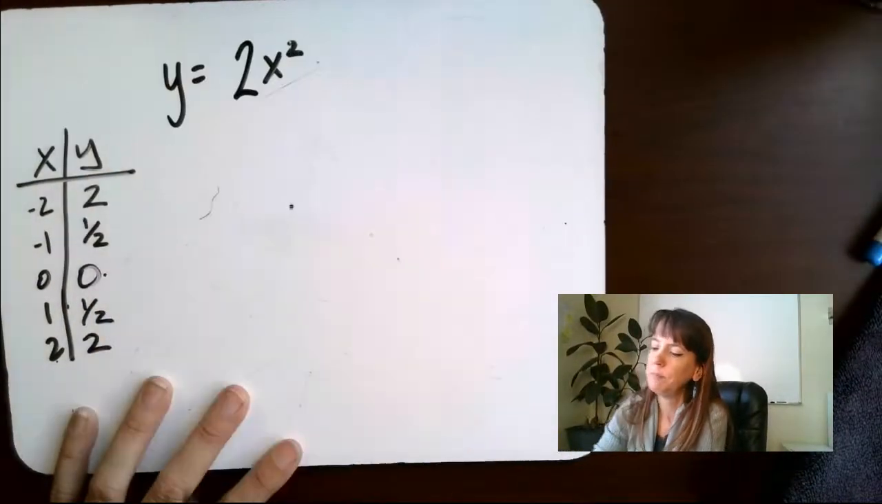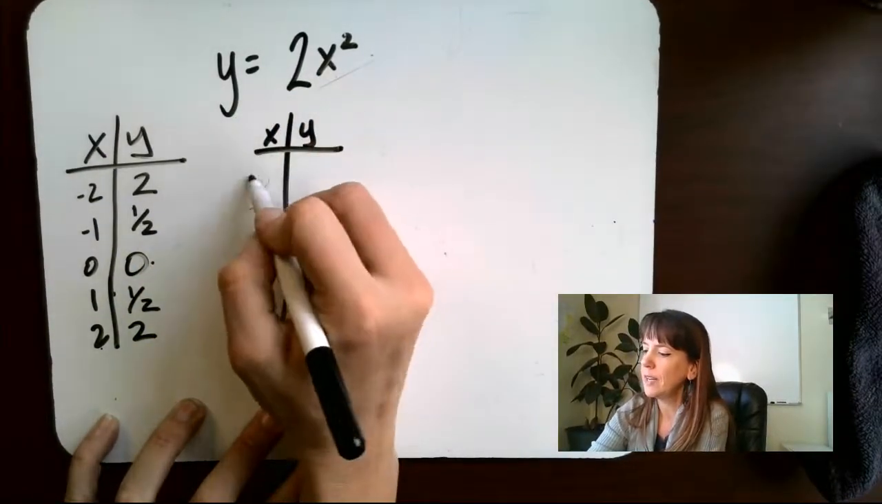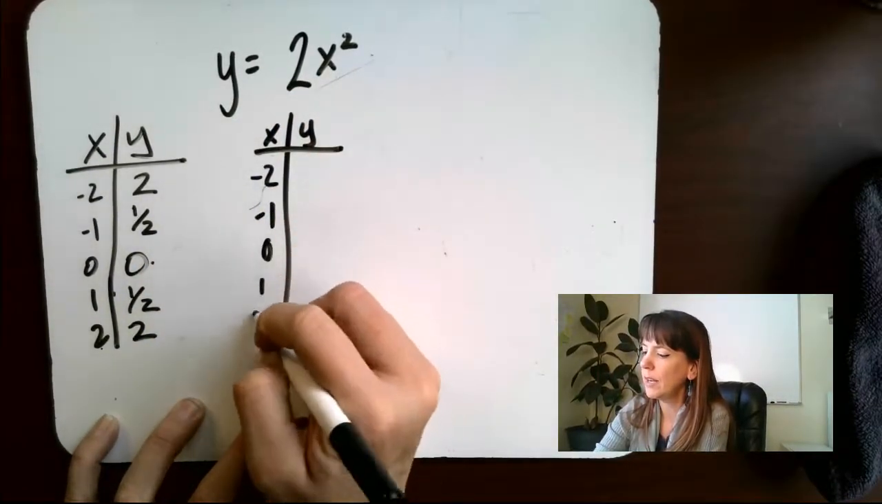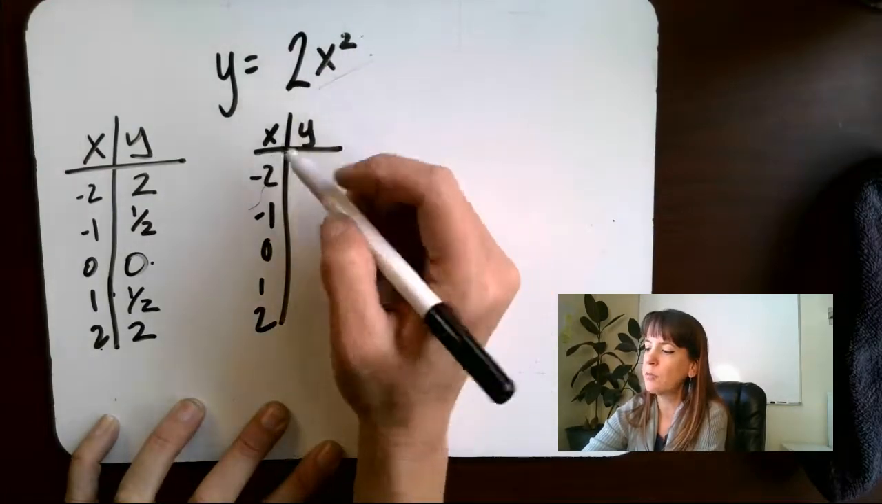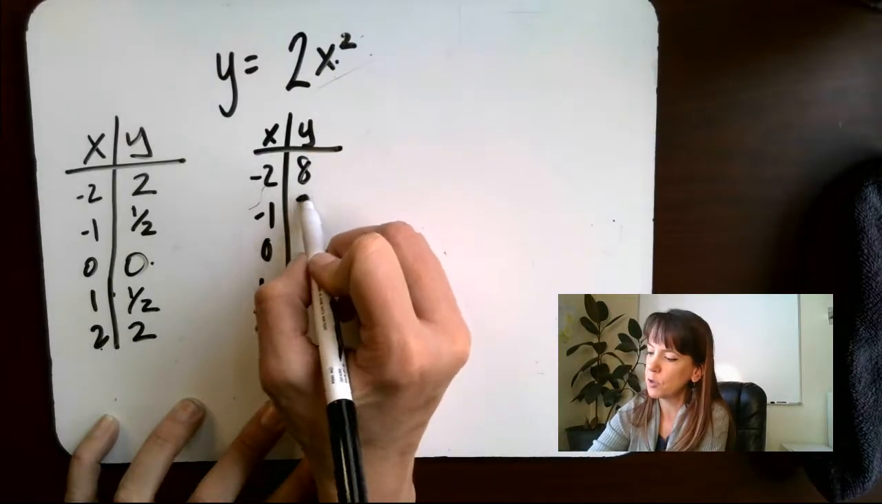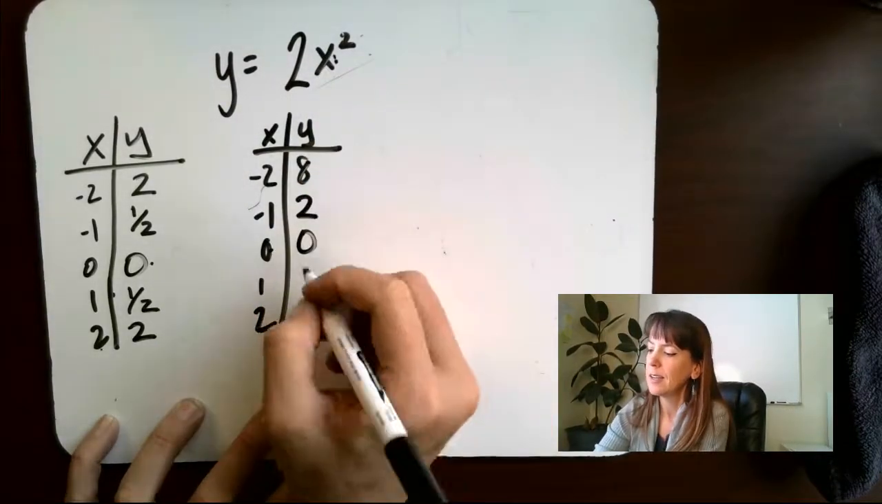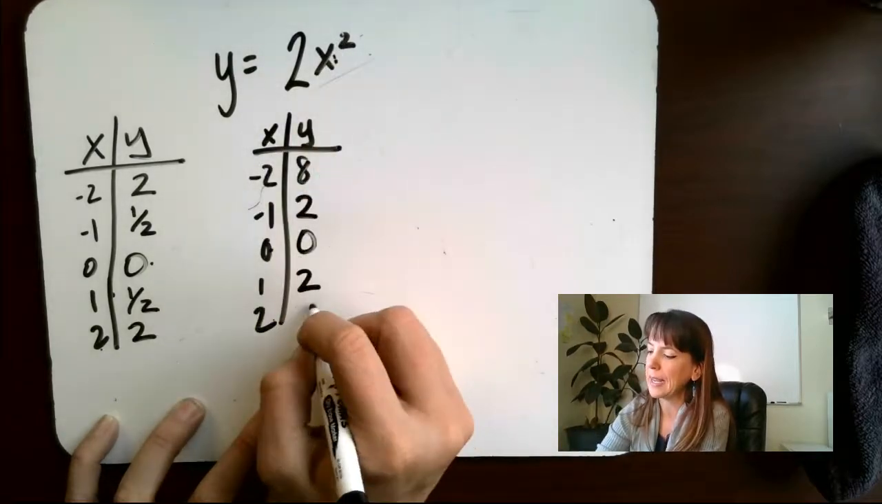This is going to be 2. Okay, let's try 2. Let's see what the difference is here. X, Y, we've got negative 2, negative 1, 0, 1, and 2. Negative 2 squared is 4, times that is 8. Negative 1 squared is 1 times 2 is 2. 0 is 0. 1 is 2. And then this is going to be 8.